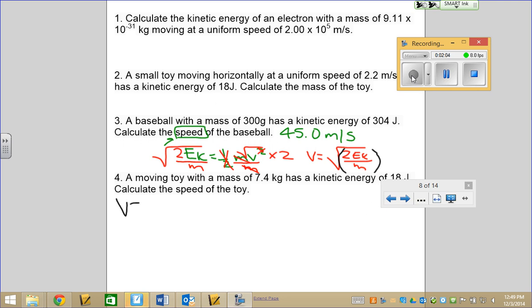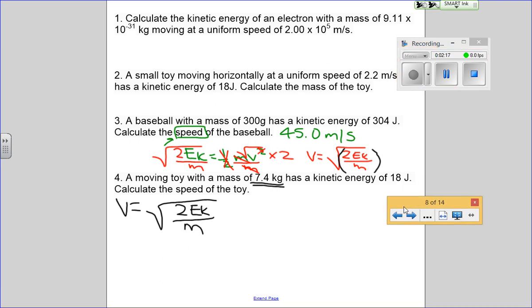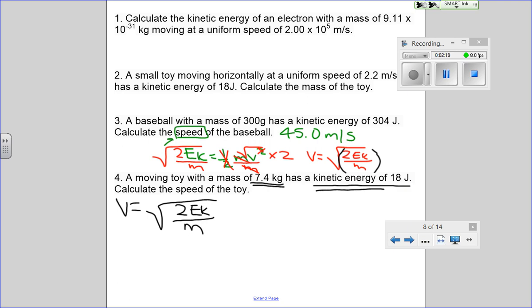I'm going to start right away with the formula already manipulated, since we just saw it. In this example, I have a mass, and my mass is already in kilograms. I have kinetic energy, which is in joules, which is what I want. So I don't have to change any of the units. I simply have to put them into the formula. So please try this on your calculator and make sure you are getting the same answer that I'm getting.